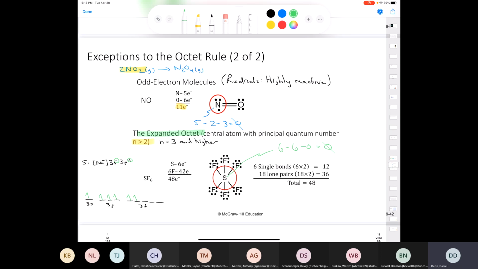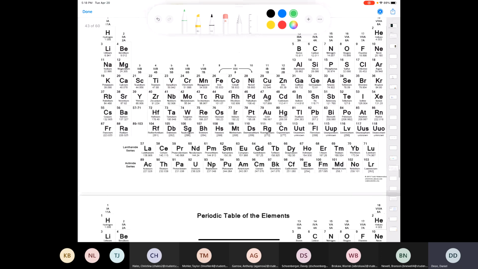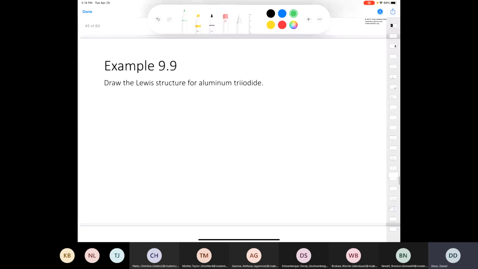So if you ever are questioning, can I expand the octet of this atom? If it's in the 3rd period or below, the answer is yes. Yes, you can.